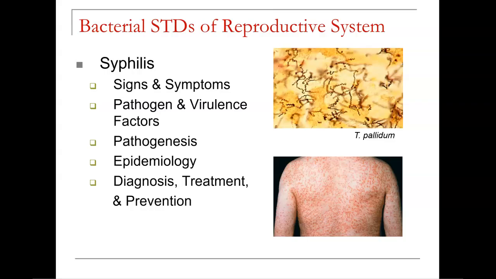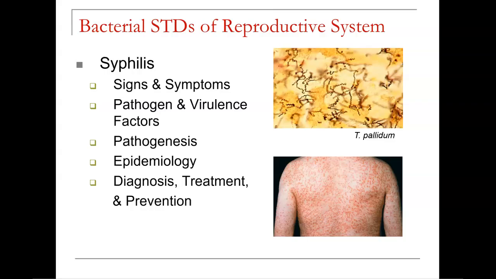The epidemiology is going to say that it's transmitted mostly via sexual contact. Sometimes it can be transmitted from mother to child. Most individuals do not develop tertiary syphilis. Syphilis does occur worldwide at about 12 million new infectious cases annually.